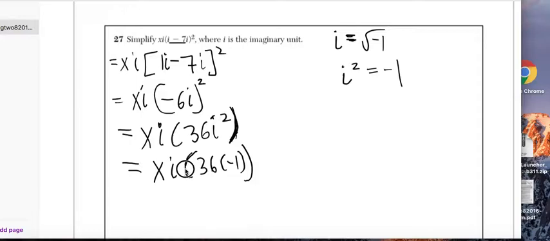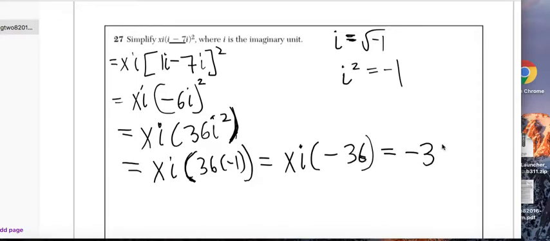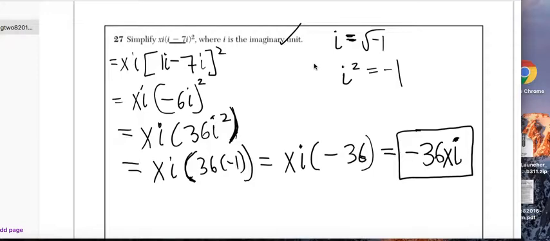Now I know I was putting the brackets earlier. Okay, so this becomes xi, if we're showing all steps, I don't know how much we have to show exactly, times -36, which if we rewrite it in standard form, it's -36xi, where the i comes last. And that's the simplified form, okay? So simplify this where i is the imaginary unit, done. Okay, that was one way to do it.